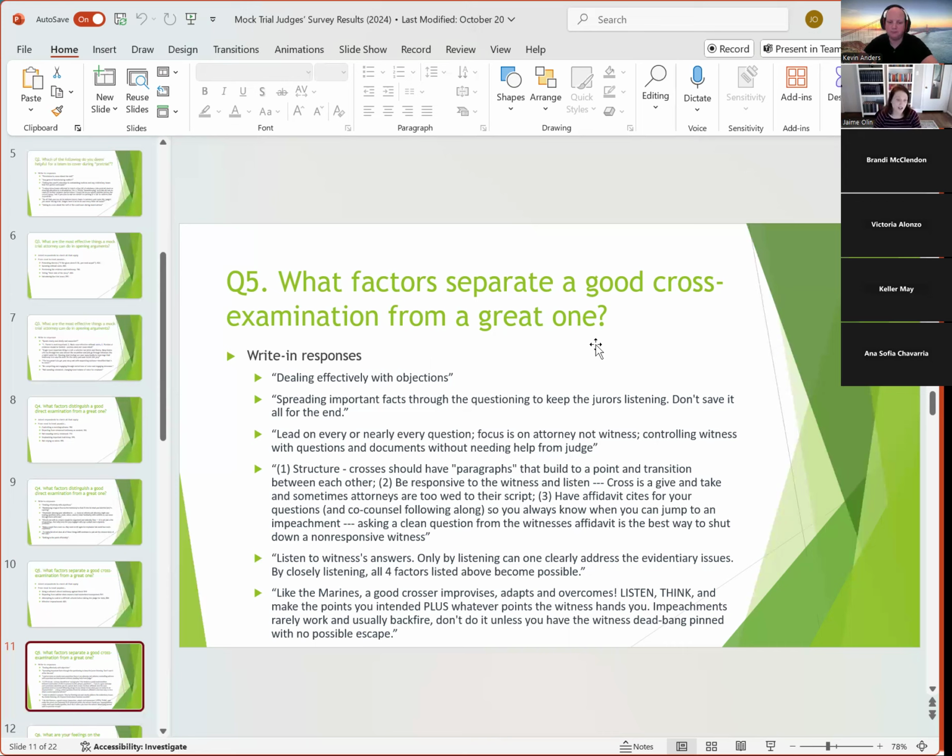And listen to the witness's answers. Like Kevin said, it is the most important point of the trial for you to really be listening closely, because sometimes witnesses will give you an opening to a question you maybe never anticipated asking. But you're like, wait a minute, the witness just said X, I'm going to ask Y, because you just had no idea this was going to come up. And then just listen and think and make the points you intended plus whatever points the witness hands you.